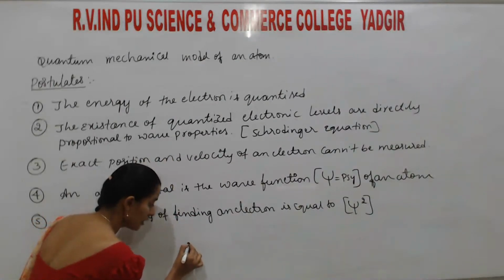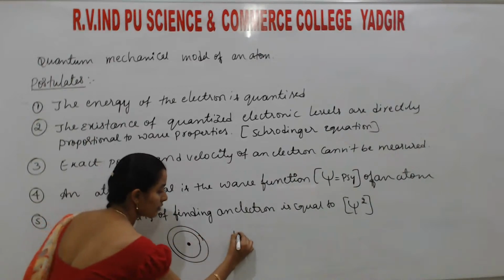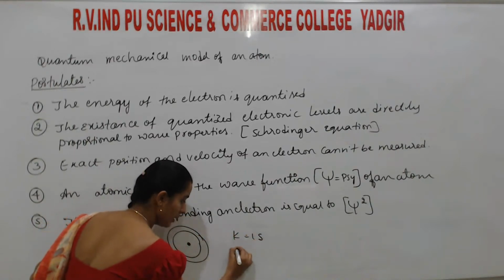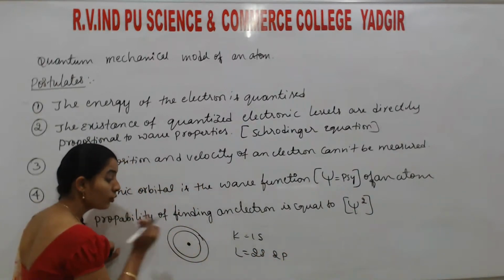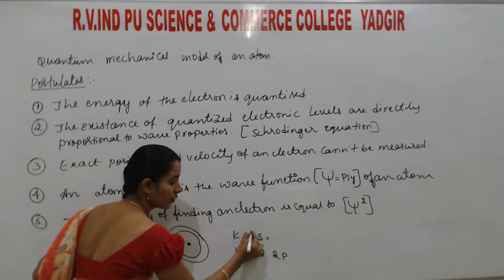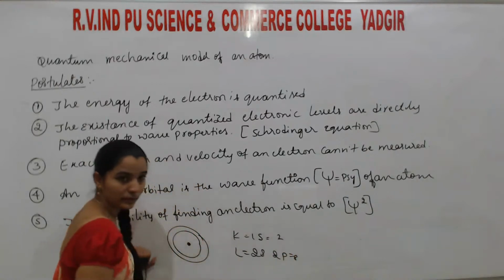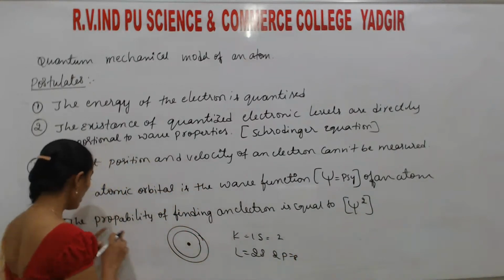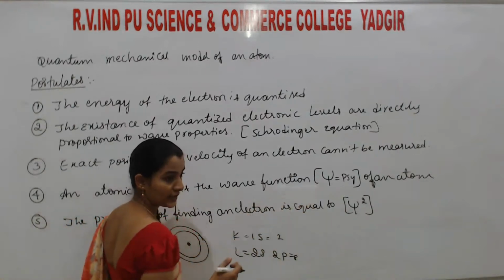So this is the nucleus. This is the shell. K shell, L shell. K shell means 1s orbital. L shell means 2s, 2p orbitals. 2n square is what? This one. How many electrons are to be filled in the K shell? This is 2, this is 8. That is 2n square. So here the probability of finding an electron is equal to psi square.